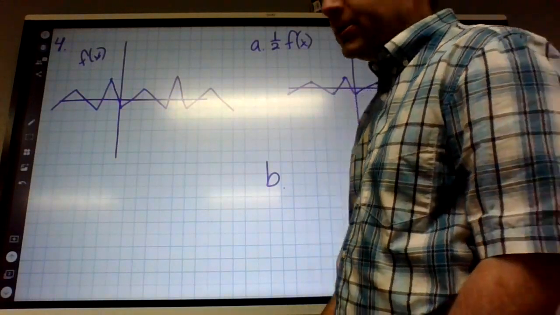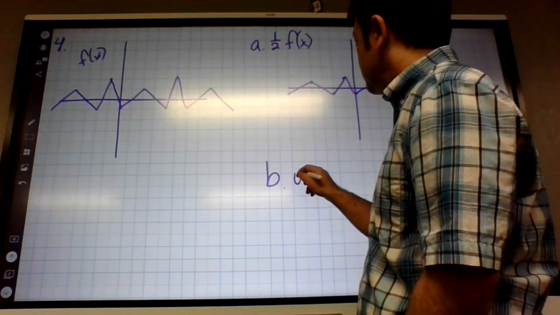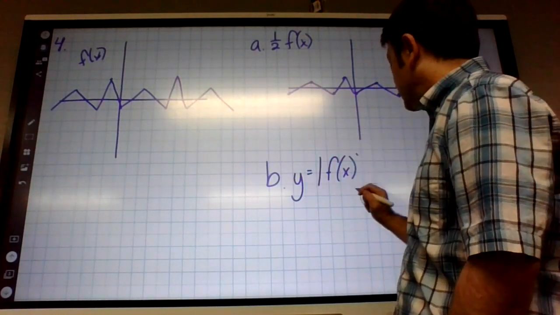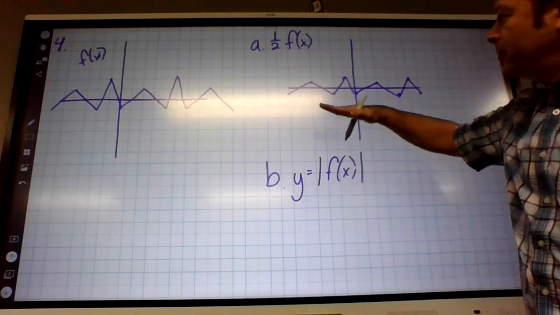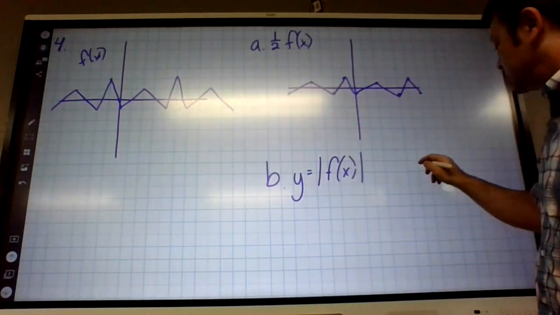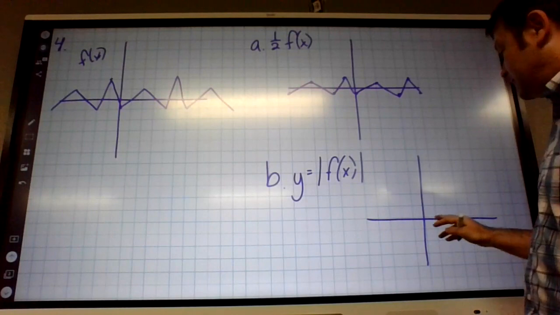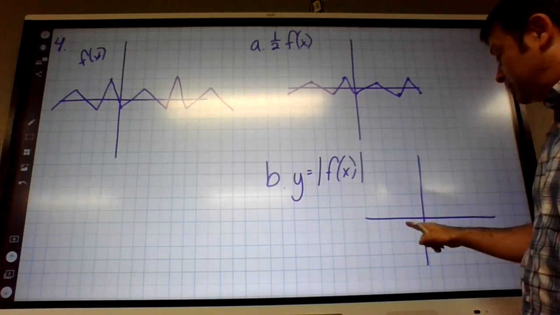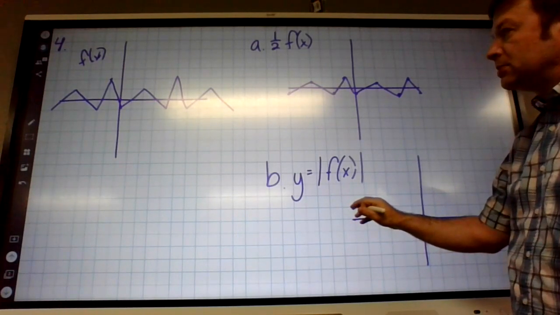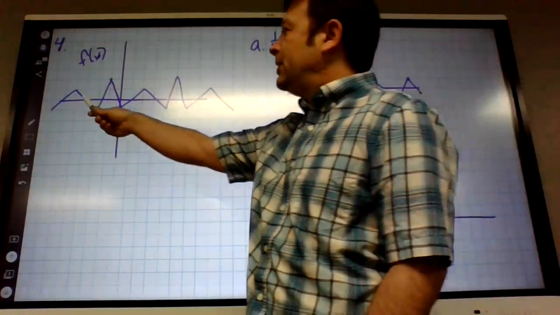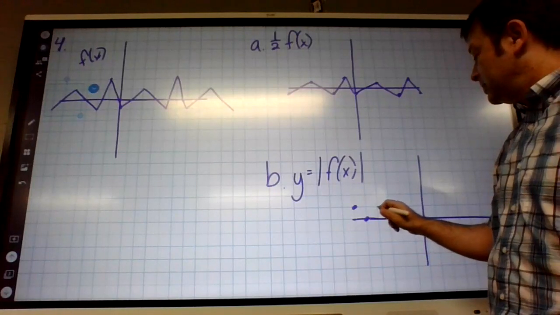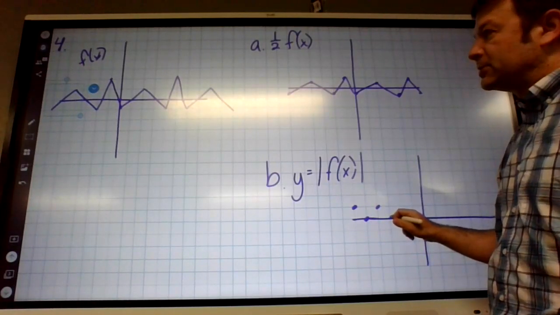Alright, the next one is absolute value. What's the absolute value gonna do? Make it stay above the axis. Okay, so let's look at this one. Wherever it was negative, it's gonna become positive. So at -6, instead of being equal to -1, it's gonna equal +1. At -5, it's at 0, so it'll still be at 0.